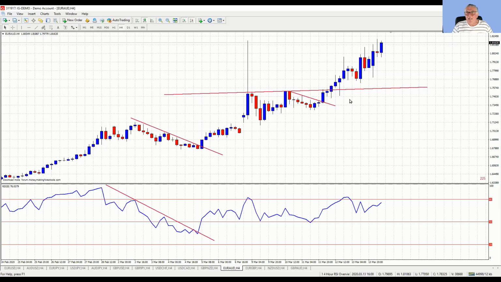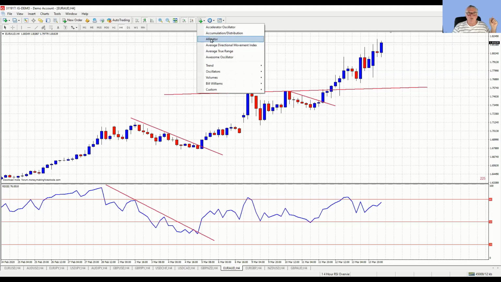The other one is, as I've said, that moving averages are great exit methods. So I'm just going to slap on some moving averages here.